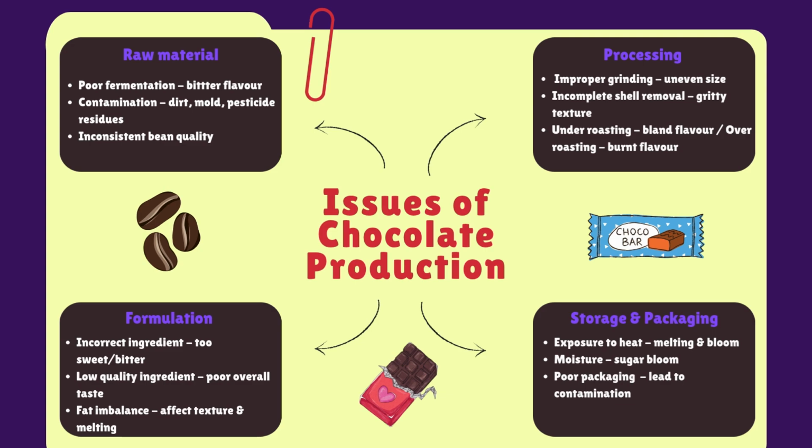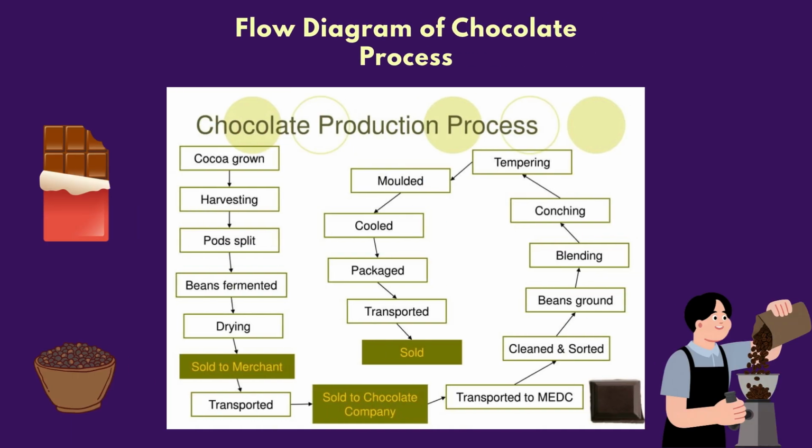In formulation, using the wrong ingredient or low quality material can make the chocolate too sweet, too bitter, or affect its texture. Finally, during storage and packaging, heat and moisture can cause melting or sugar bloom, and poor packaging may lead to contamination. Move on to the next part, which is the chocolate production process.